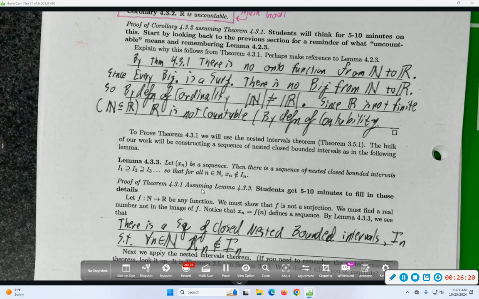Whenever anyone says, by result such and such, this happens, they better just be using that result. If they're using that result and some other stuff, then it better not be much other stuff. Now let's say what you wanted to say. Next, apply the nested intervals theorem. So what does the nested intervals theorem let you conclude?